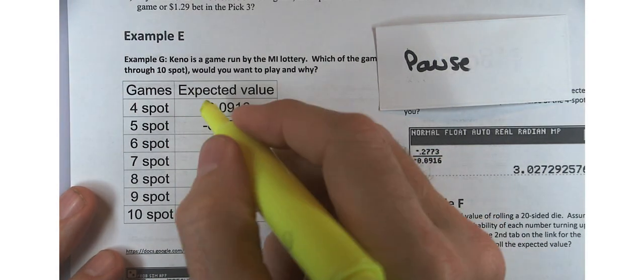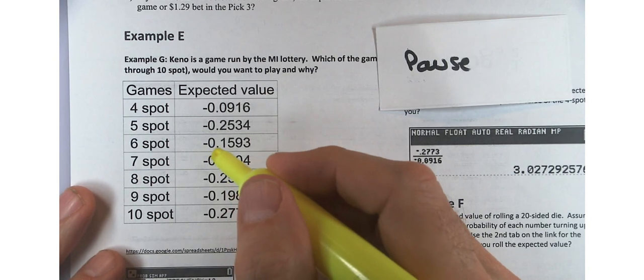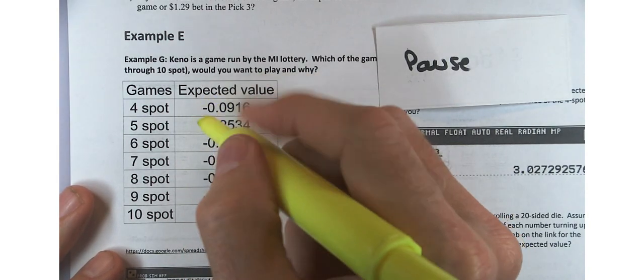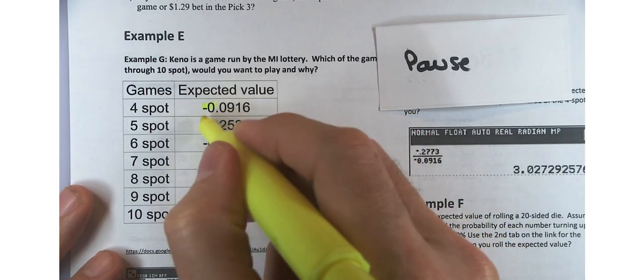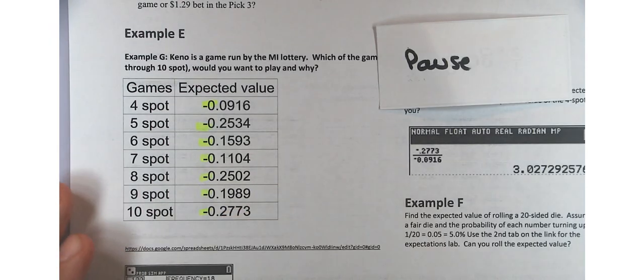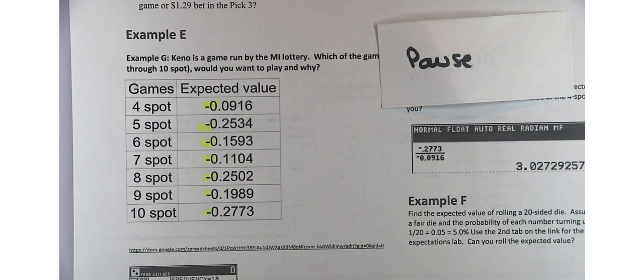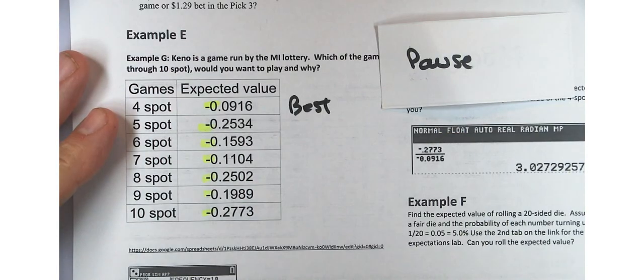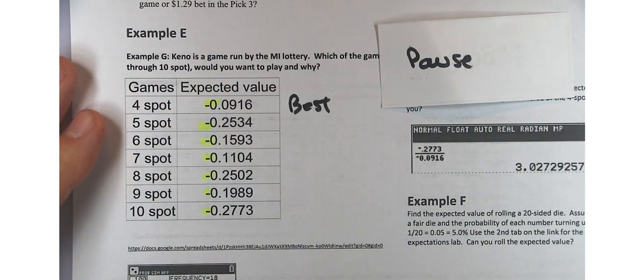Max, coming for you. All right. What's one thing that these expected values all have in common? They're all negative, right? Now that makes sense because the state's trying to raise money. All right. Which one's the best one? Yeah, that's the best one. Which one's the worst one? Yeah, this is the worst.